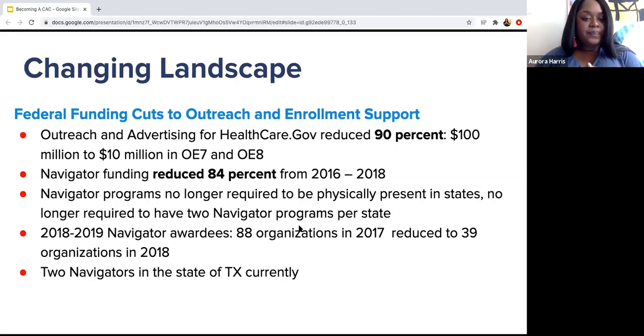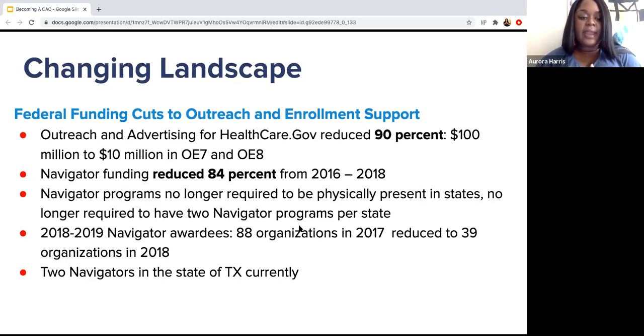That funding was cut. Navigator funding, so those are the grantees for the federal government to help people navigate healthcare.gov, was reduced by 84%. Also, Navigator programs are no longer required to be physically present in the state, and there's no longer a requirement to have 2 Navigator programs per state.